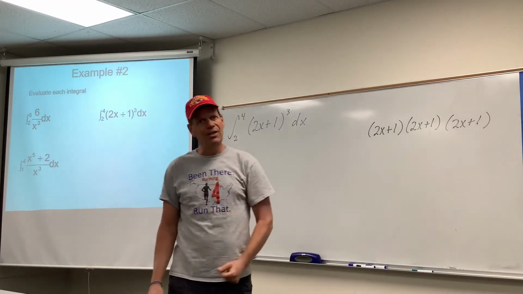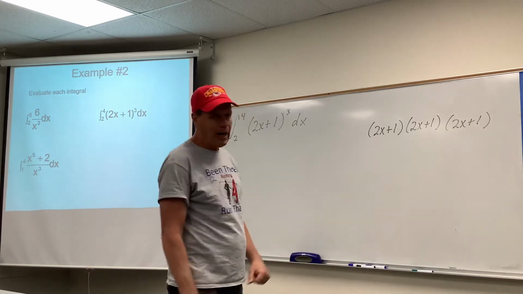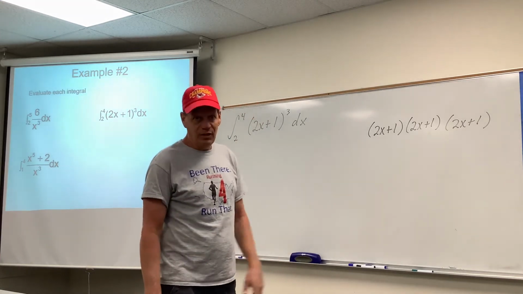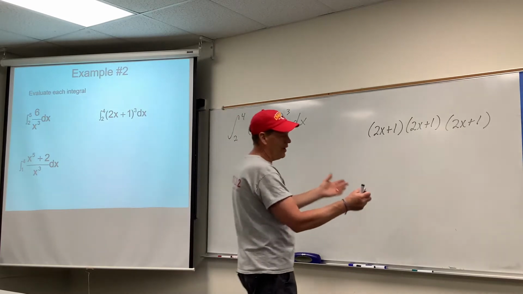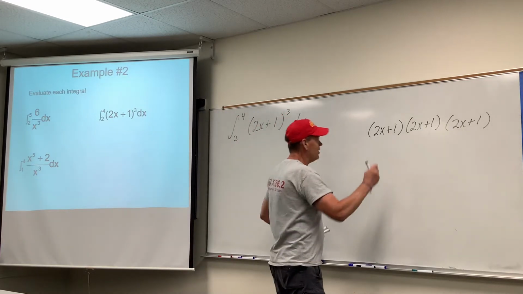There will be a different technique if that was a really large power, x to the 3,000th power. You don't want to write it out 3,000 times and distribute. I guess you could, but whatever.